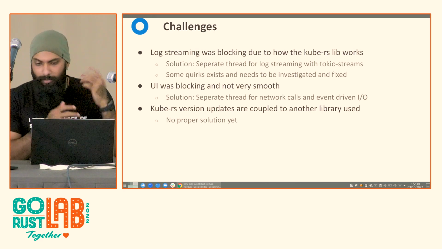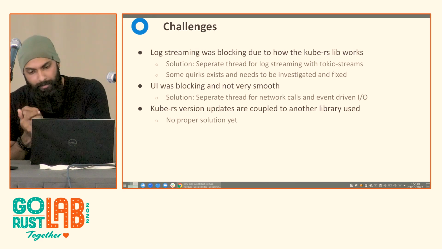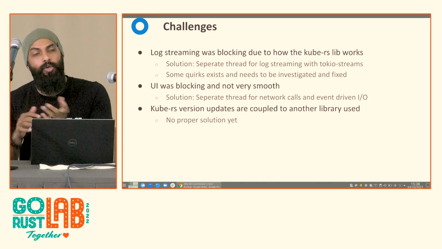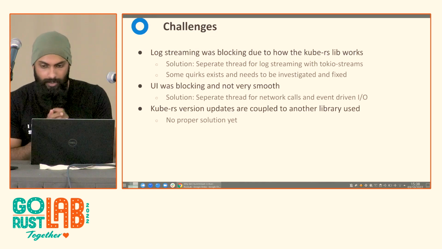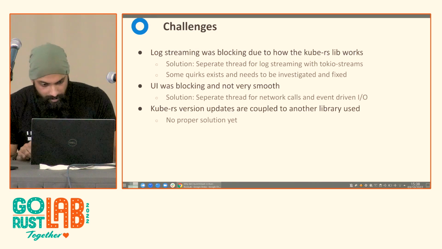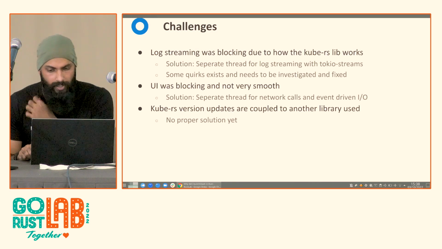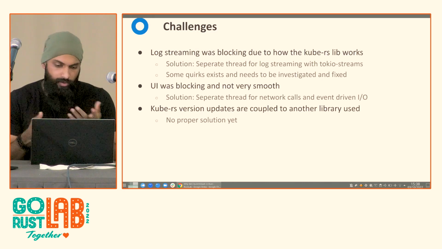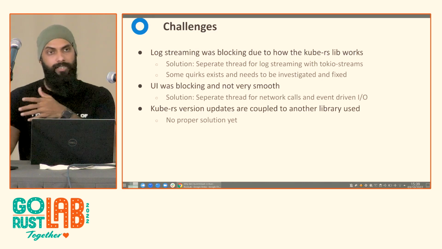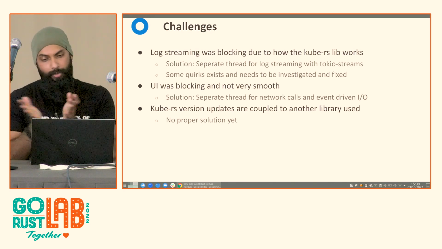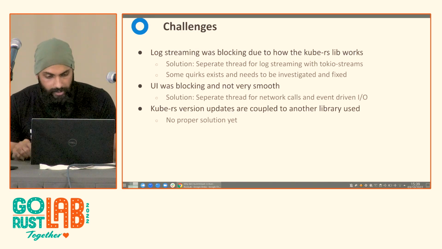I think I tried moving it around to new threads. It fixed some problems. I started using Tokio streams. That fixed some issues, but still there are some issues there. As I mentioned, there were UI issues, which were due to using the same thread for network and rendering UI. So splitting them into two threads was a no-brainer for that.